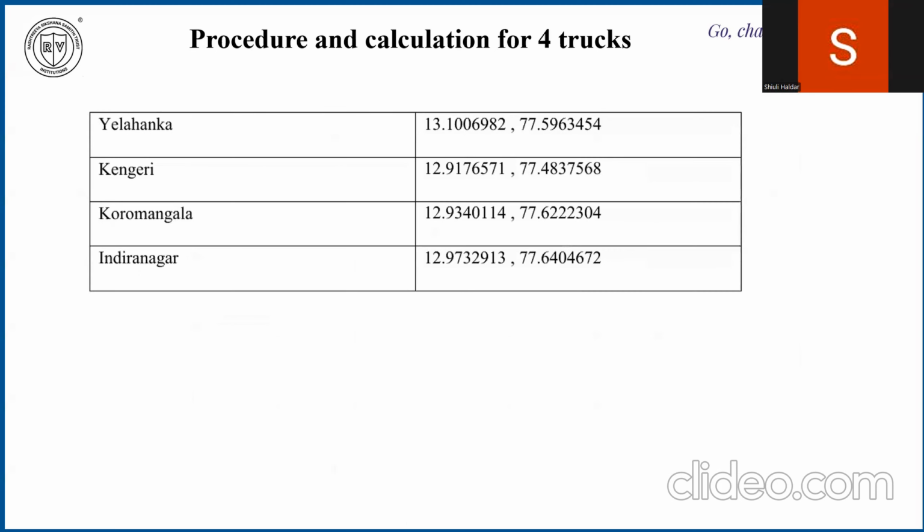Initially, our system has four separate trucks, each handling one delivery location. While this method ensures direct deliveries, it led to high operational costs due to increased fuel consumption, wages, and high maintenance. To optimize this, we paired locations strategically. Now, Truck 1 serves Yelahanka and Koramangala. Truck 2 serves Kengeri and Indiranagar.